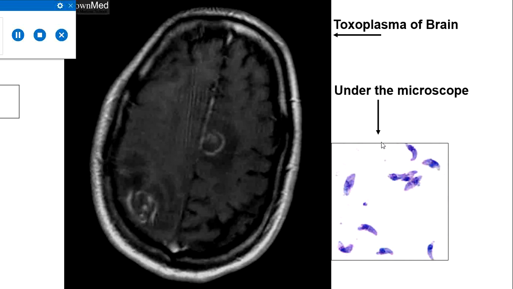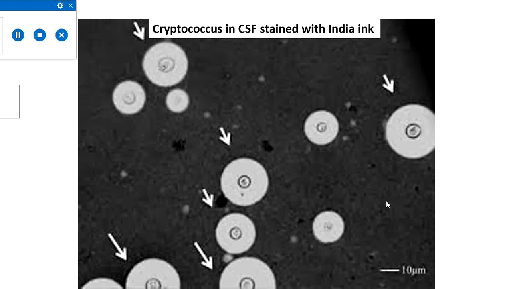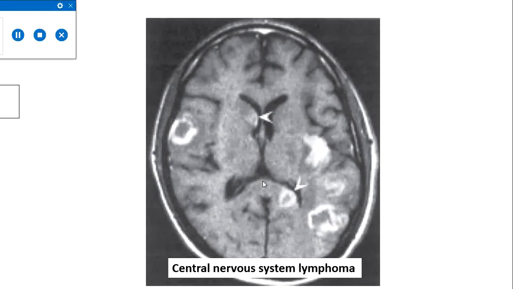This is a CT scan showing the classical ring-enhancing lesion of the cerebral toxoplasmosis, and this is the pathogen under the microscope, typical spindle-shaped organism, unicellular organism, protozoan. This is the CSF examination for cryptococcosis. You can see the dense polysaccharide capsule, which is seen against a dark background of India ink. This is primary CNS lymphoma, multicentric. You can see multiple lesions originating at different areas of the brain.